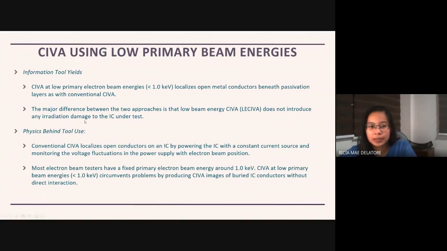So the physics behind this is that conventional SIVA localizes open conductors on an IC by powering the IC with a constant current source and monitoring the voltage fluctuations in the power supply with the electron beam position. In addition, most electron beam testers have a fixed primary electron beam energy at around 1 kilo electron volts, and SIVA at low primary beam energies circumvents problems by producing the SIVA image of the buried IC conductors without direct interaction.